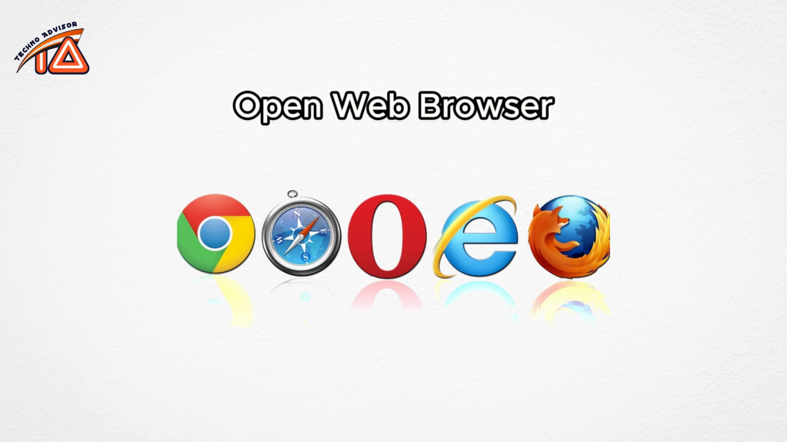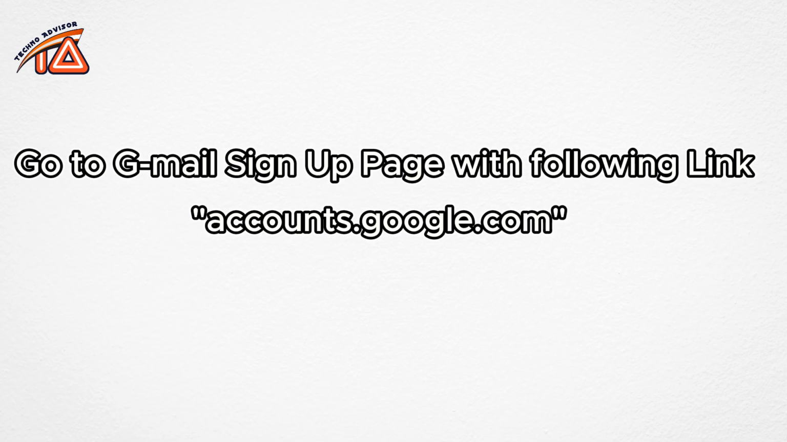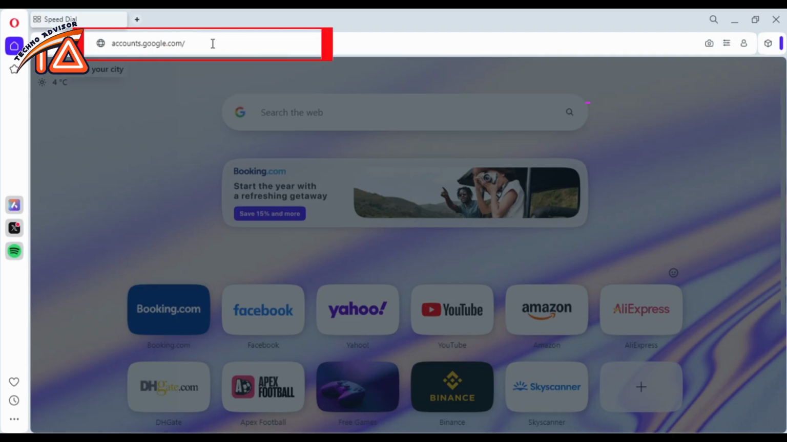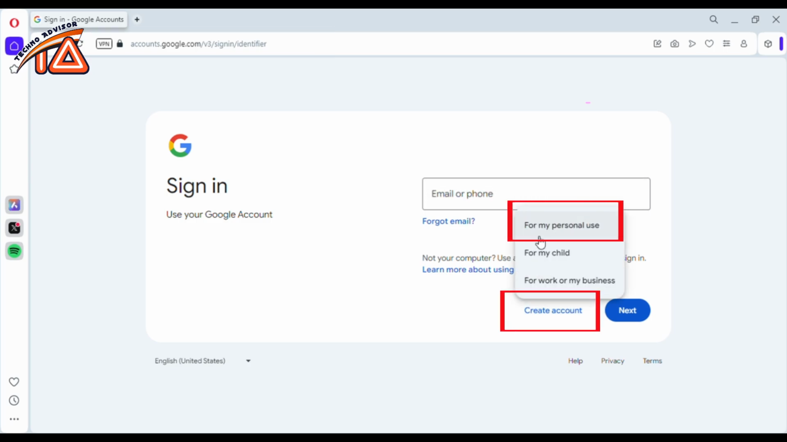Open your web browser. Go to the Gmail sign up page with the following link. Click the create account button. Select the purpose of the account.